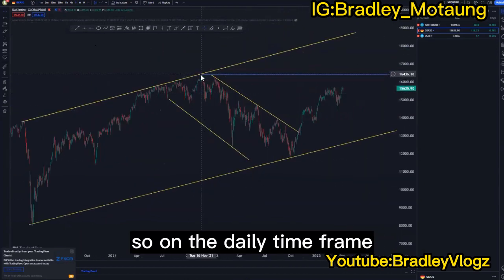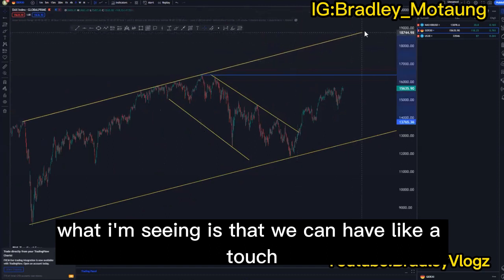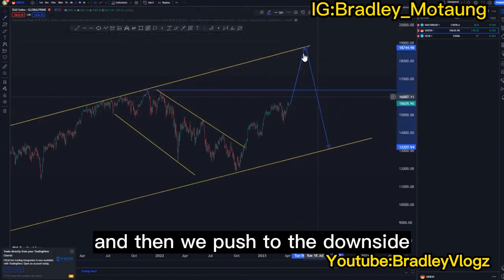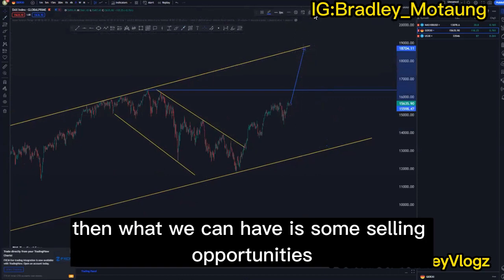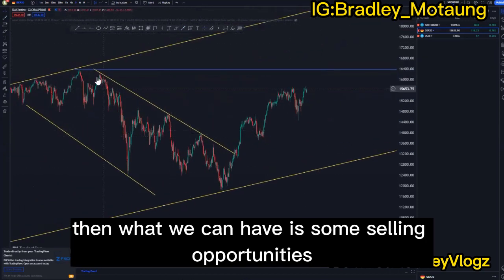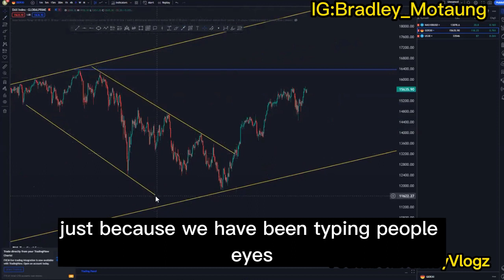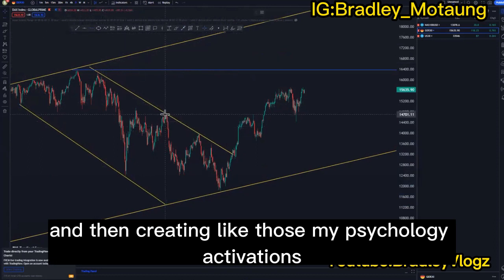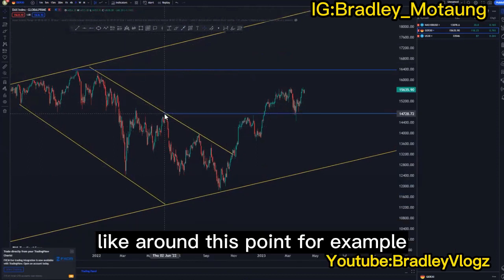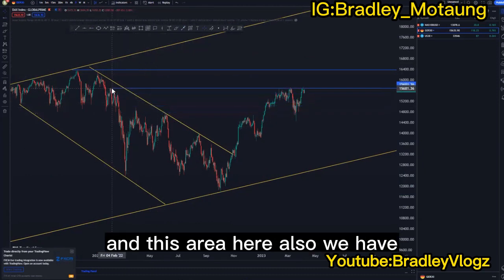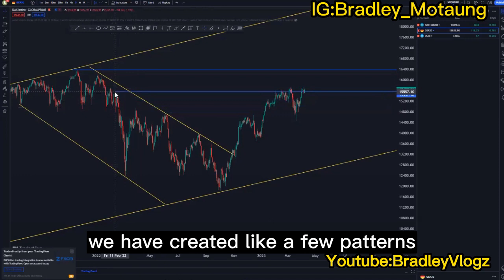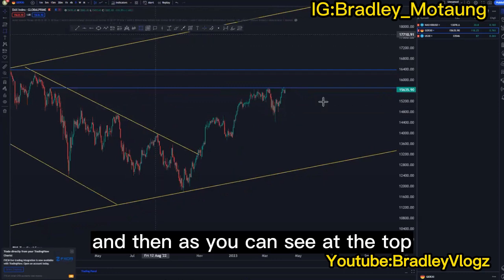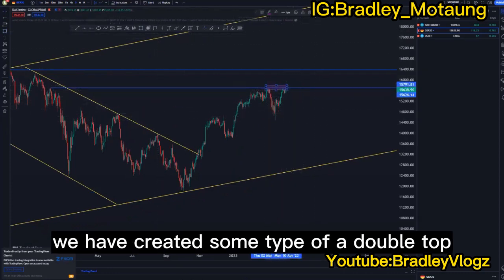And moving to the daily time frame, that is where you'll get to understand each and everything. So on the daily time frame, what I'm seeing is that we can have a touch whereby we reach this high here, and then we push to the downside. And then initially, if that does not happen, then what we can have is some selling opportunities, just because we have been tapping POIs, or points of value, moving to the upside, and then creating those psychology activations, around this point, for example, around this point also, and this area here also. We have created a few patterns, and then now we are at the top of the structure here. And as you can see at the top, we have created some type of a double top.